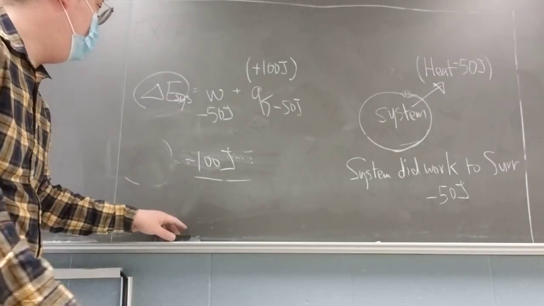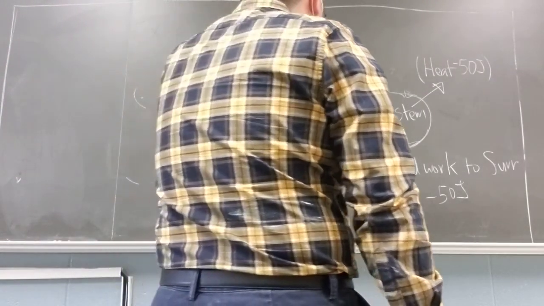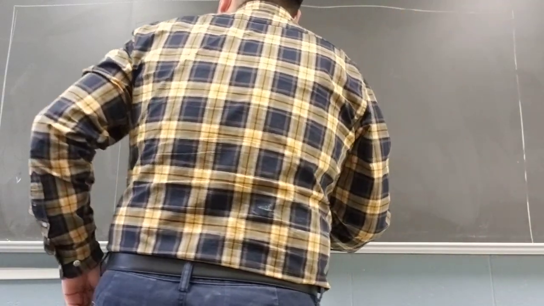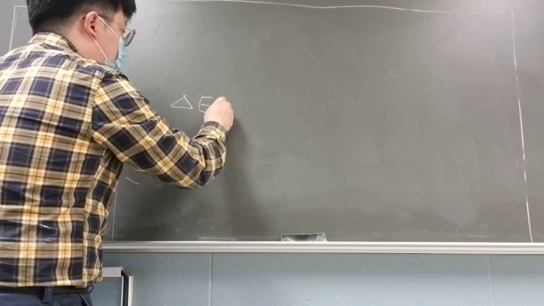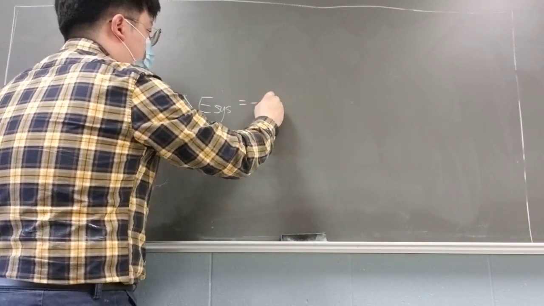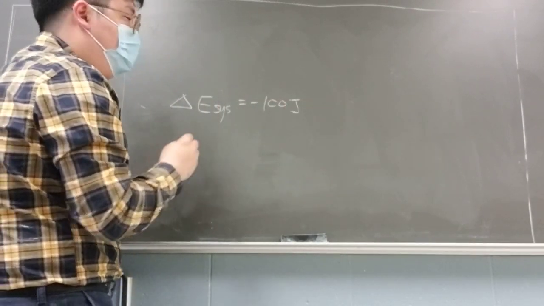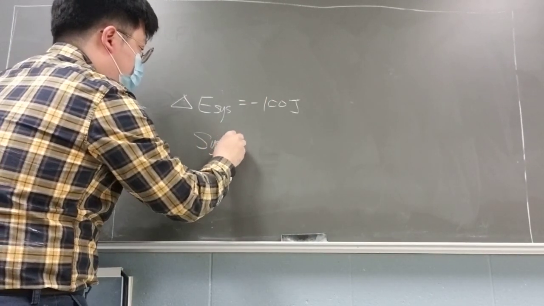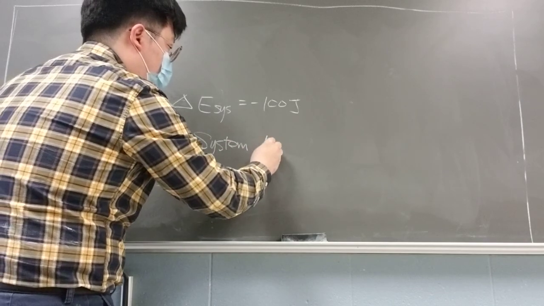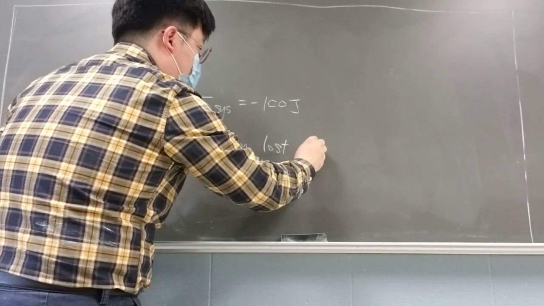Okay. So here's a tricky one. In your exam, I just say this one is negative, maybe 100 joule here, right? For example, then I'm going to say the system lost 100 joule.